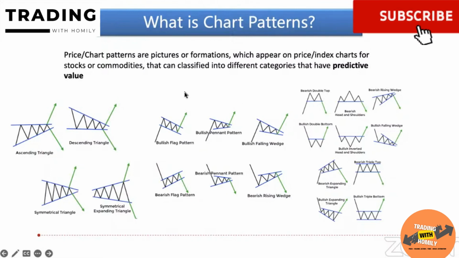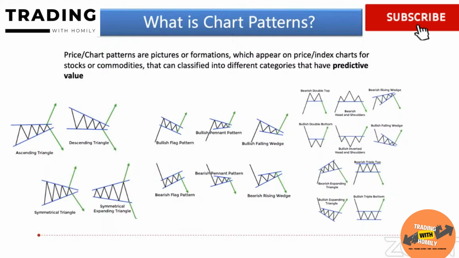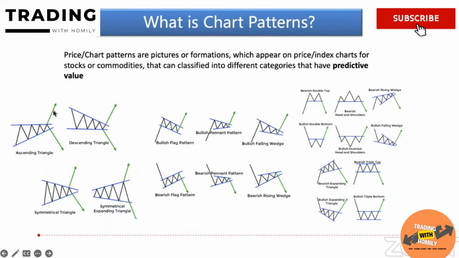So what are chart patterns? Price or chart patterns are pictures or formations which appear on price or index charts for stocks or commodities. It can be things like Forex, futures, index, that can be classified into different categories that have predictive value. More often than not, a lot of people keep talking about chart patterns, price patterns, formations of pictures like what you see over here. There are so many forms of it. But actually, how useful is it?